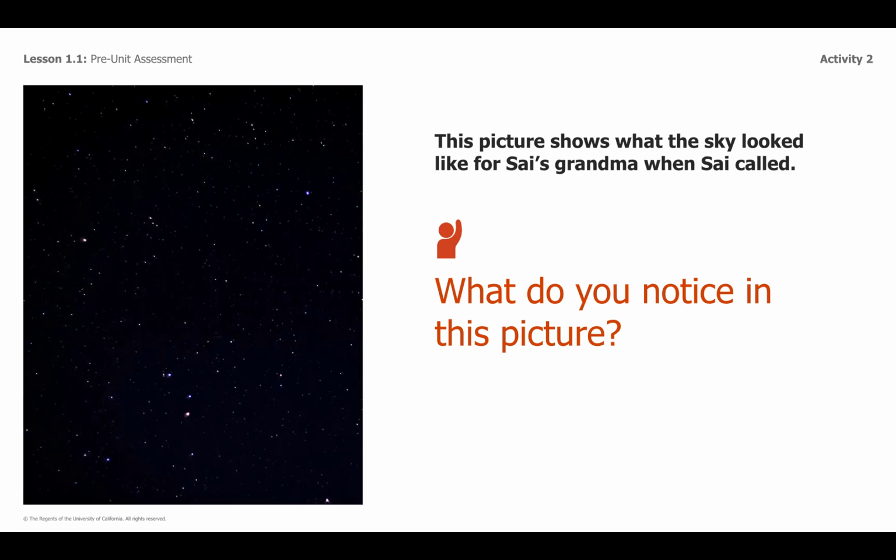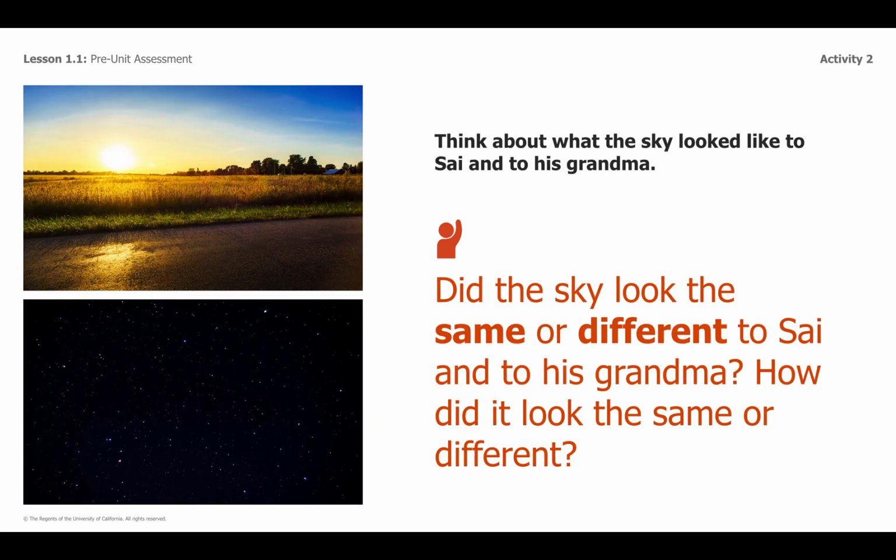Okay, and then this picture shows what the sky looked like for Cy's grandma when Cy called. So that was at the same time. What do you notice that the grandma saw? What do you notice in this picture? Please pause. Great. All right, think about what the sky looked like to Cy and to his grandma. Did the sky look the same or different to Cy and to his grandma? How did it look the same or different? So again, pause. That's a similar question, but pause and discuss.